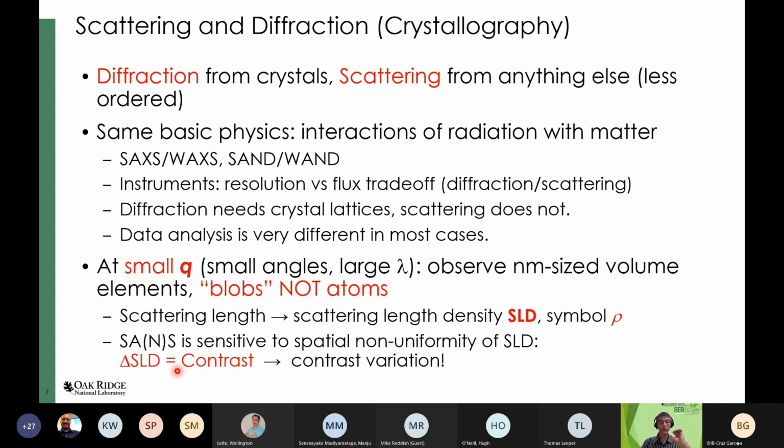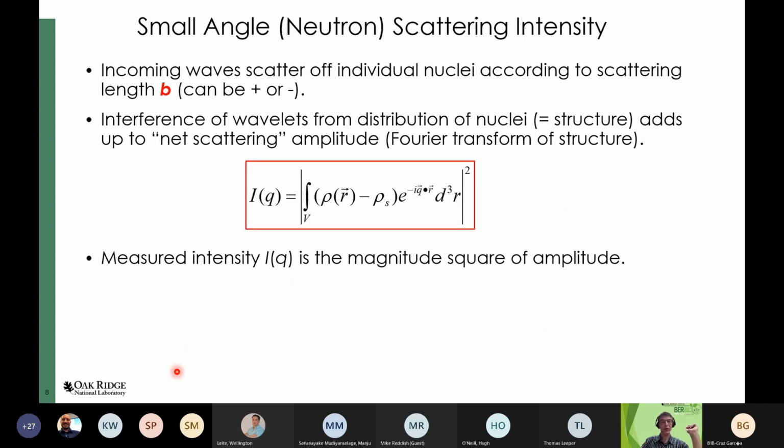So local variations of scattering length density, that's contrast, and that gives rise to scattering effects that you can measure. I'll get back to this later. The small angle neutron scattering intensity that we measure scatters off the individual nuclei, but then we average this to scattering length density, which is shown here as well. And the interference of the different wavelets from a distribution of scattering length density adds up as a net amplitude, and that's shown in this equation.